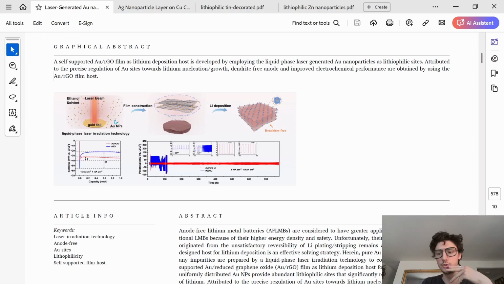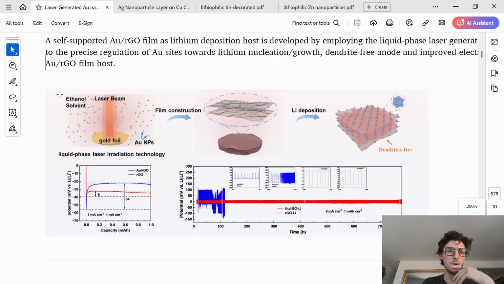So you can see here, actually, let's zoom in to the abstract. We got ethanol solvent, laser beam, gold foil, gold nanoparticles. So you have gold foil, it's chilling in some solvent, and you slam it with a laser. The laser shoots off little gold nanoparticles, and this is how they fabricate them. Then they take reduced graphene oxide, which I'm assuming is these layers, these sheets over here, looks like fabric, and you have the gold nanoparticles on top of that.